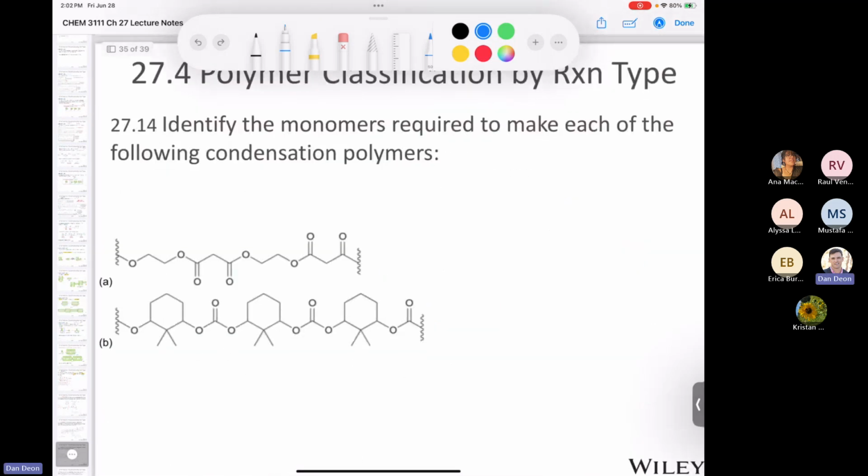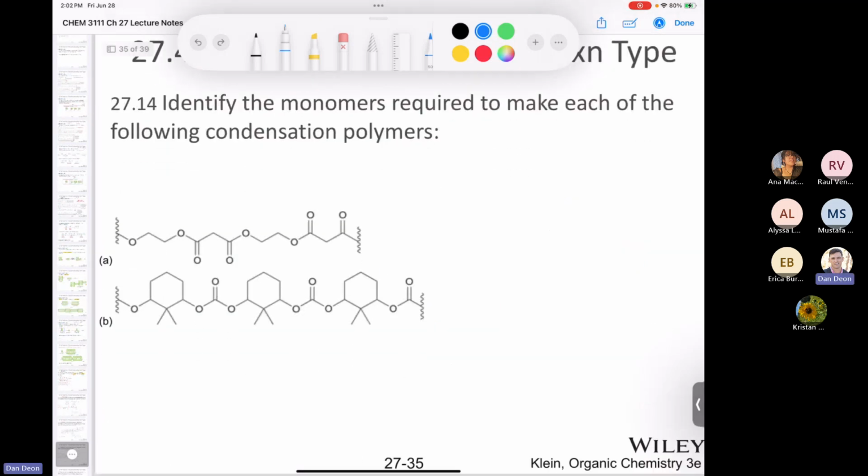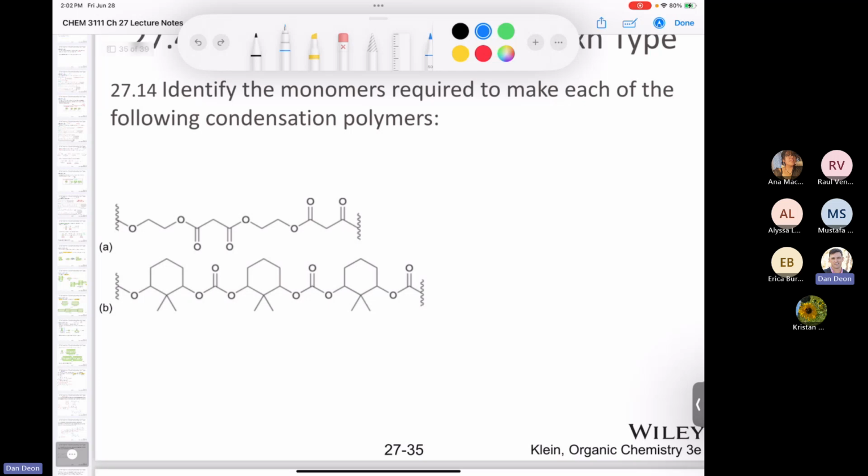Okay, the next one says identify the monomers used to make each of the following condensation polymers. So remember, if it's a condensation polymer, so far we've looked at something where you're going to lose water along the way. And you can see that this one here is a polyester, right? Whereas the one below it, these are carbonates, excuse me. So this is a polycarbonate.